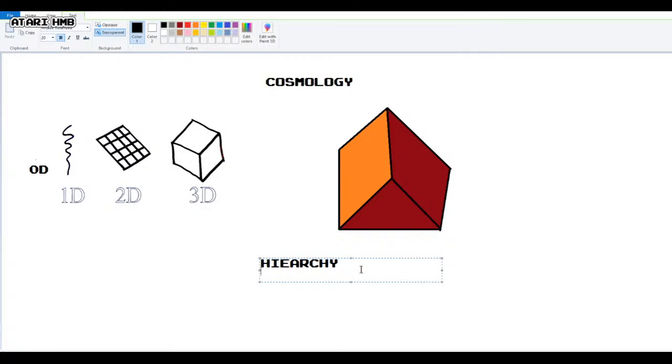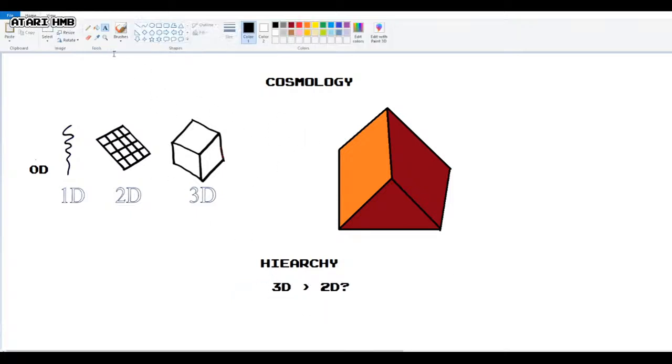I just want to explain a little bit more on what dimensional hierarchy is. So, why is a two-dimensional being greater than a three-dimensional being? I mean, pardon me, the opposite. Sorry. Why is a three-dimensional being greater than a two-dimensional being? Well, the reason is because three-dimensionality is larger. I have more space or more range of motion to occupy.